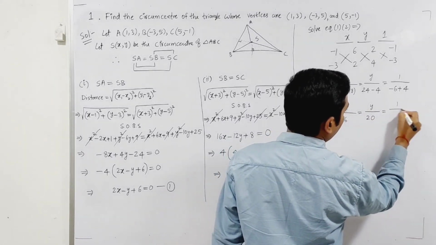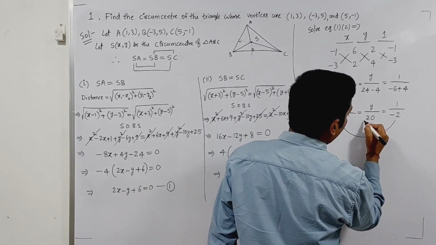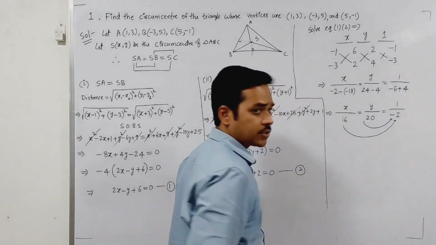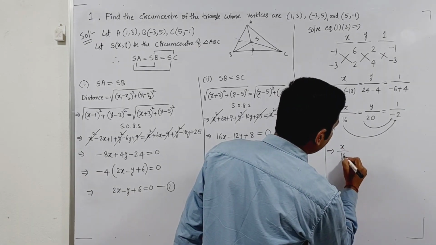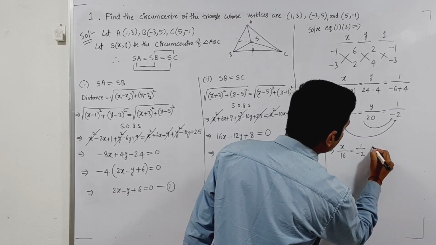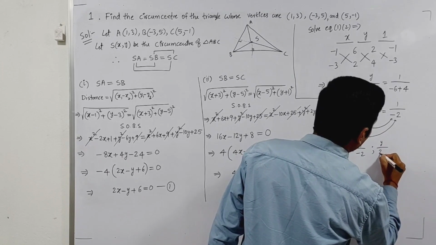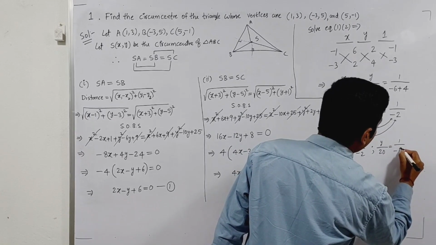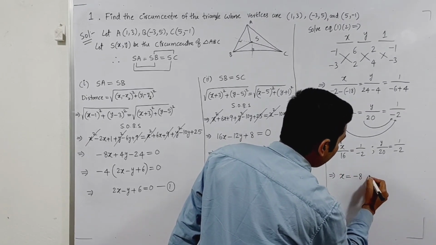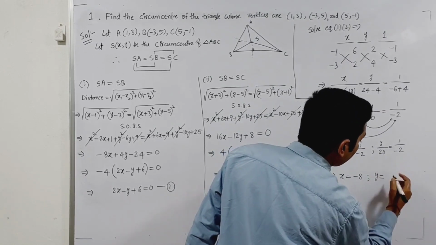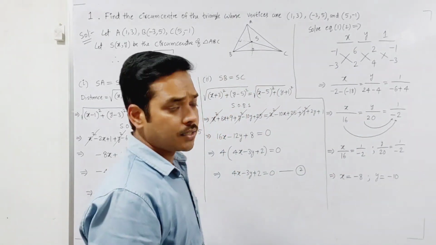That equals 1 by −2. Now equate first term and third term, and second term and third term. Equate first and third, second and third. We get x and y values. So x by 16 equals 1 by −2, and y by 20 equals 1 by −2. Now from these, x is equal to 16 by −2, that is equal to −8. y is equal to 20 by −2, that is equal to −10. So x value is −8, y value is −10.